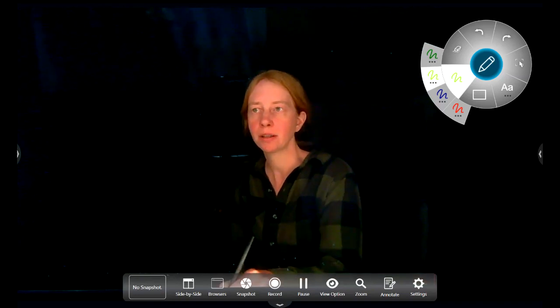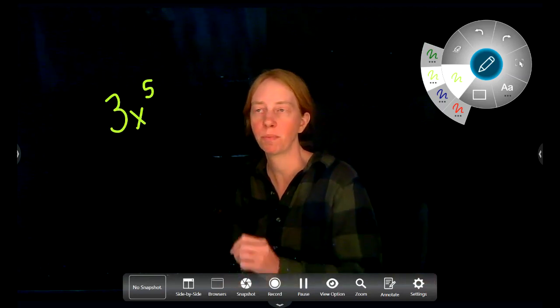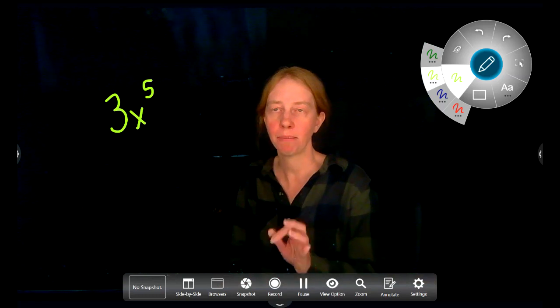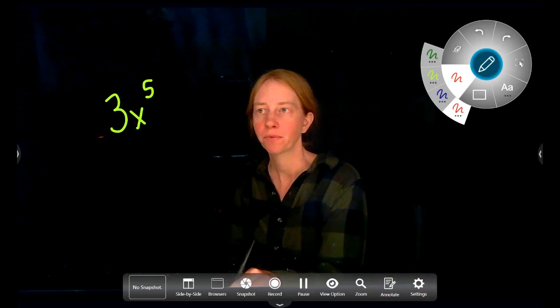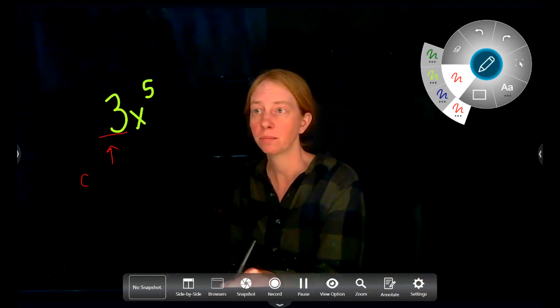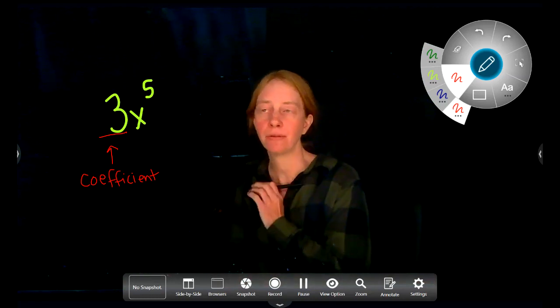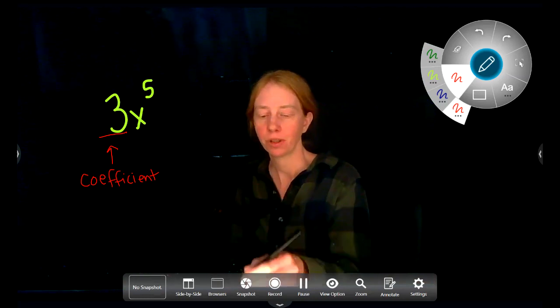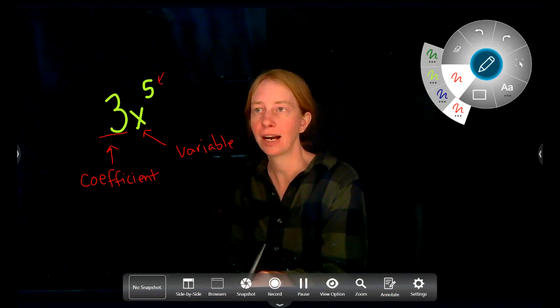So if we have something like this, 3x to the 5th power, let's talk just briefly about vocabulary. Okay, so things to know is that this 3, I recommend you write this down, is going to be called the coefficient. Okay, that is a number out in front of any variables that we have. Okay, this is a variable. Okay, and this is our exponent.